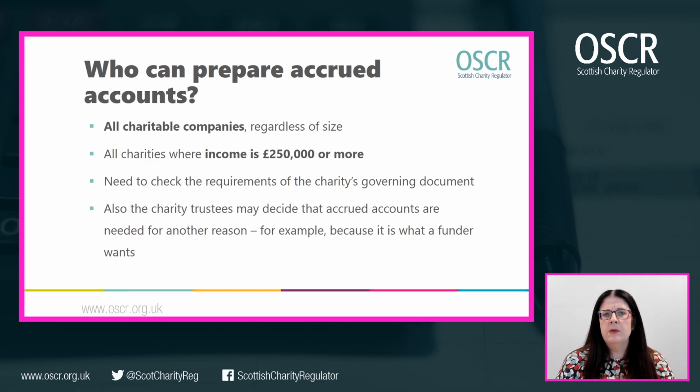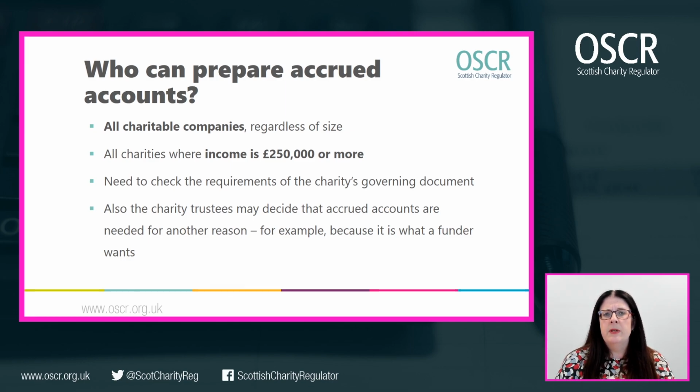Your governing document might contain a reference to preparing accrued accounts, or might contain a reference to preparing SORP accounts. Both of these references would mean that you had to prepare accrued accounts. The charity trustees might also decide that accrued accounts are more appropriate for the charity than a set of receipts and payments accounts, even if the charity is actually eligible to prepare receipts and payments accounts.